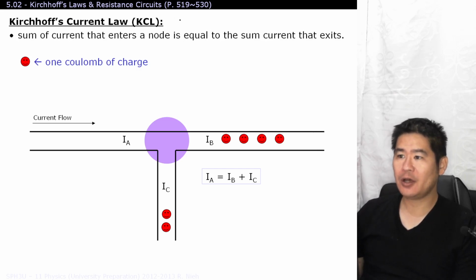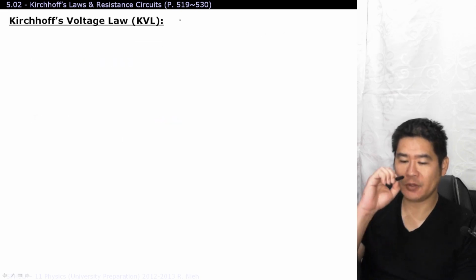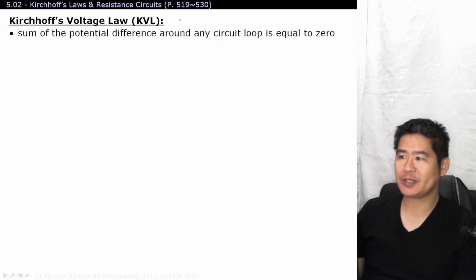Kirchhoff also had another law, which is called Kirchhoff's voltage law, which states that if you place your finger anywhere in a loop in the circuit, if you go all the way around it, you'll net to a value of 0. Let's go through an example to clarify that.